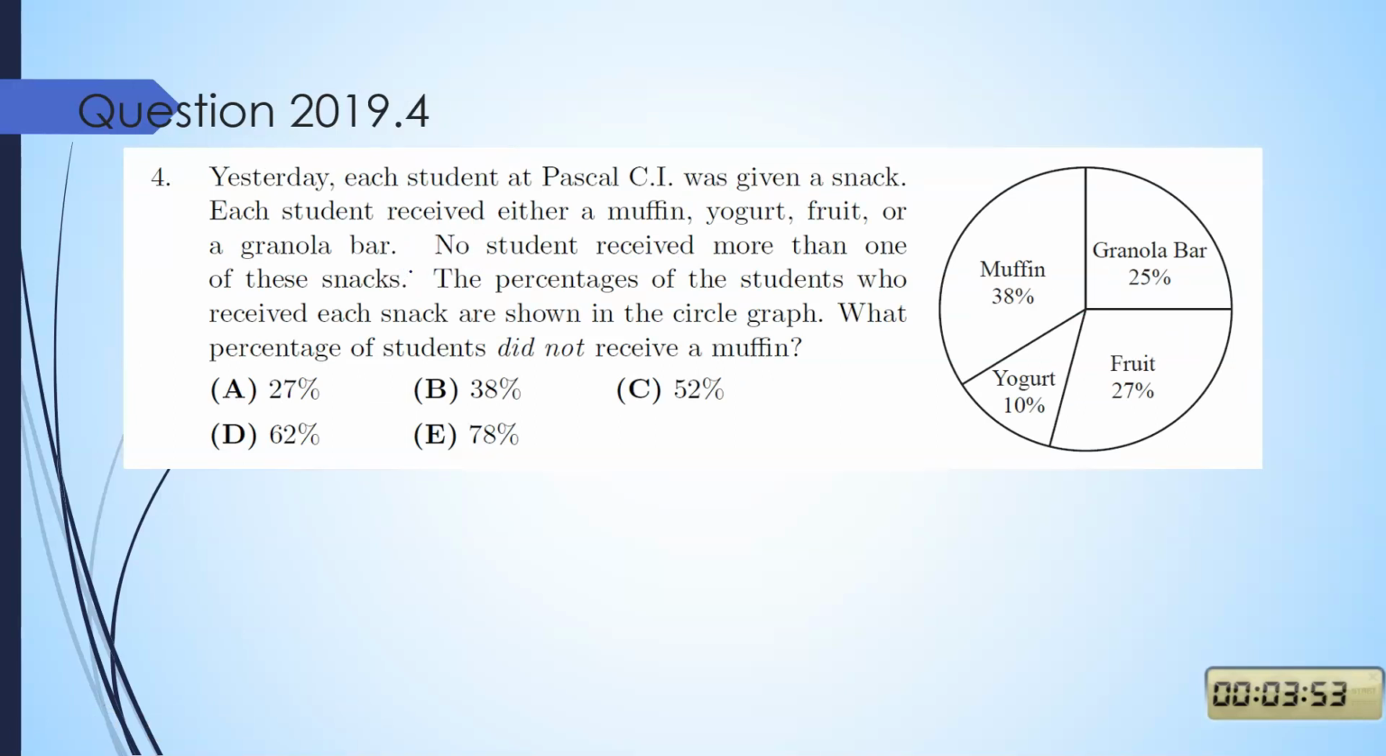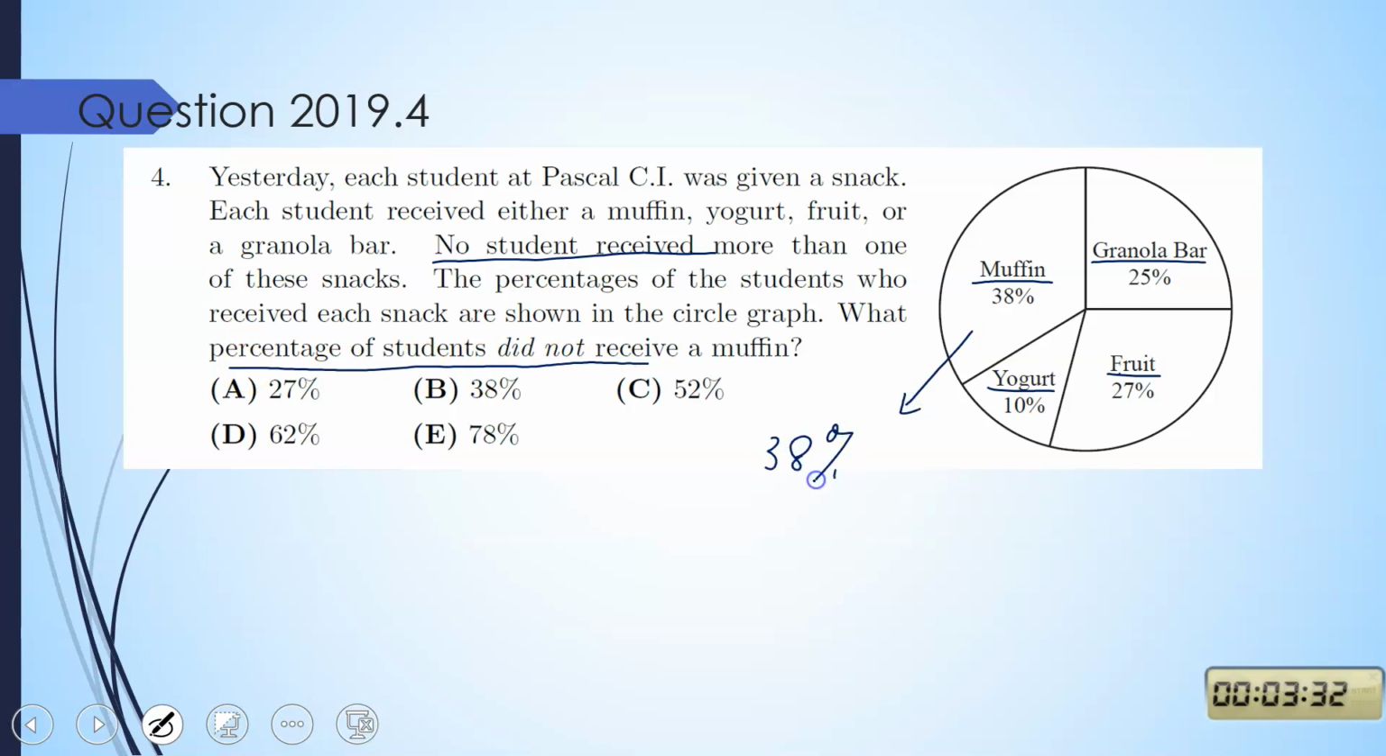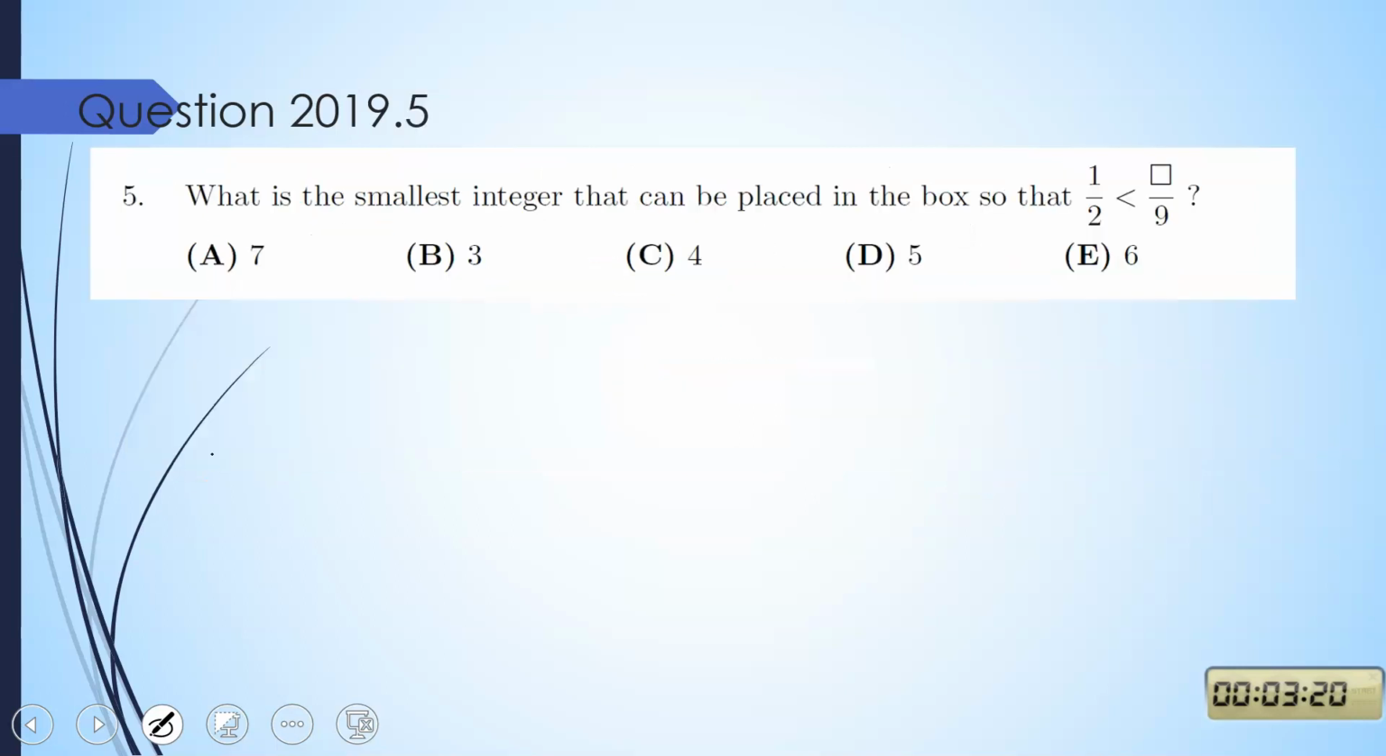Question number 4. The diagram shows the percentage of the students who receive either a muffin, a granola bar, a fruit, or a yogurt. And no students receive more than one of these snacks. We are asked to find the percentage of the students who did not receive a muffin. From the graph, we know that 38% of the students receive a muffin. 1 minus 38 equals 62 gives us the percentage of the students who did not receive a muffin. So the answer is D, 62%.